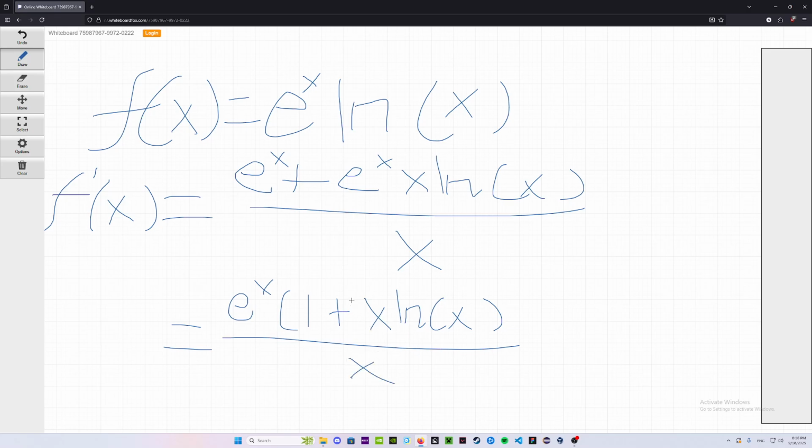And this is your answer. Pretty simple, right? So always try to factor something out. That's always going to be pretty helpful in almost all situations. Also, when you're getting derivatives, you also want to try to make things the same denominator. It makes it pretty easy, right?